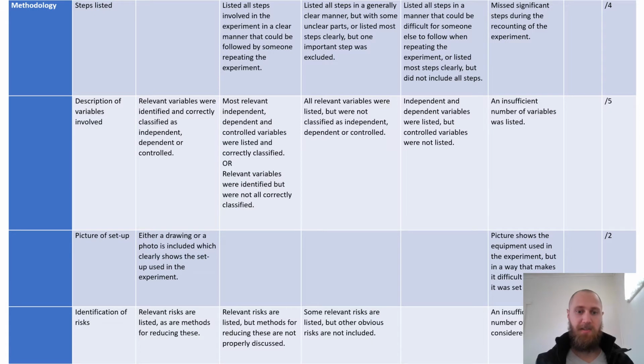You need to describe the variables. So this is where the theory that we've looked at is going to start coming in. You need to list the variables involved in the experiment, and you need to classify them according to whether they are an independent variable, a dependent variable, or a controlled variable.